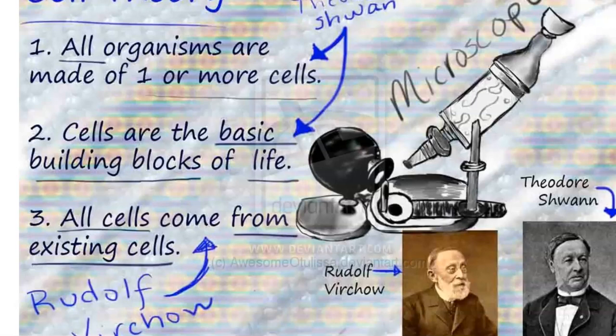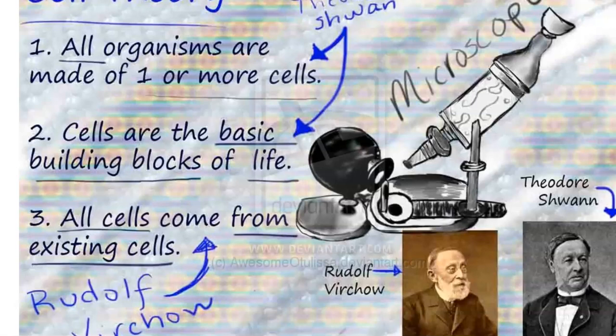All organisms are made up of one or more cells. Yeah, it could be one cell. For example, there are eukaryotic cells that are only one cell, and of course, prokaryotic cells, which are only one cell, and I'll mention the difference between the two soon. Number two, cells are the basic building blocks of life. Yes. Okay, so number one and number two are fairly similar ideas.